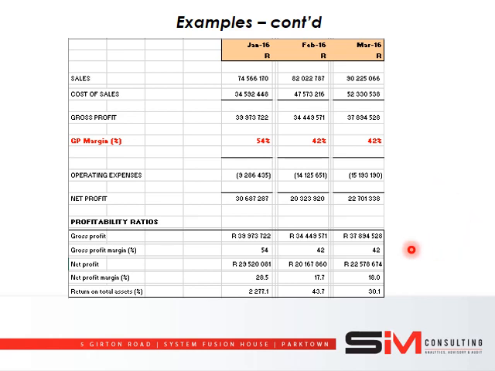Gross profit, 37 million, is positive. Gross profit margin 42%. Net profit 22,578,674. Net profit margin 18%. Return on total assets 30%. Again, same period, 1 period, all the indicators are positive. Comparatively, there we are.